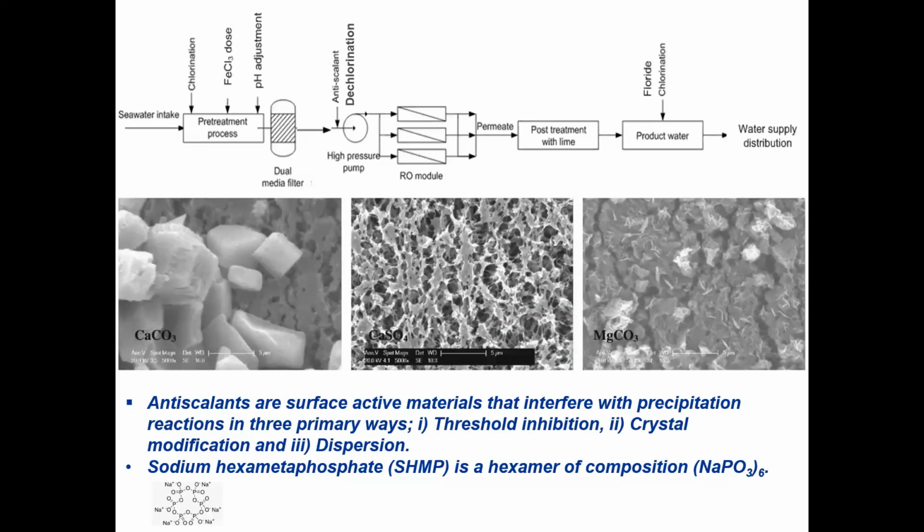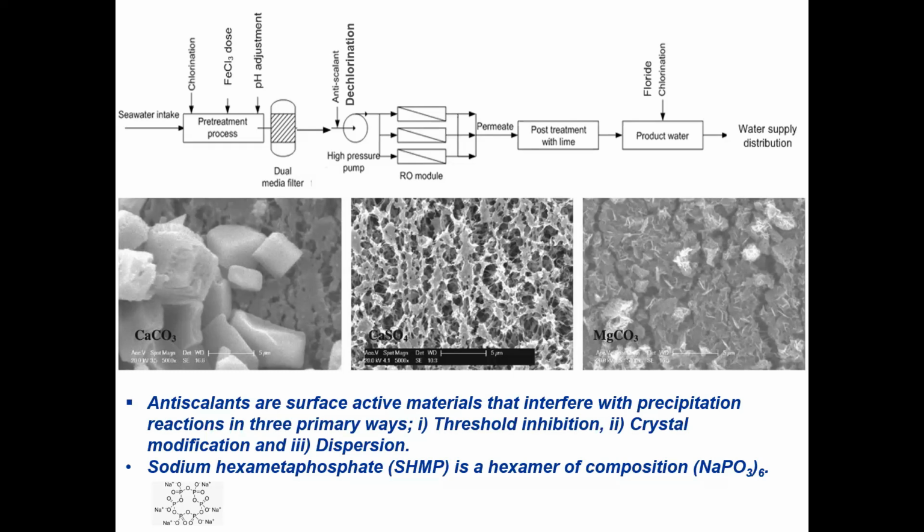And this is the anti-scalant. So how does this anti-scalant work? Anti-scalants are surface active materials that interfere with the precipitation reaction in three primary ways: threshold inhibition, crystal modification, and dispersion. What kind of anti-scalant can we utilize? SHMP, or NaPO3 6.